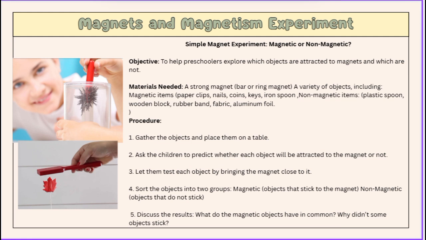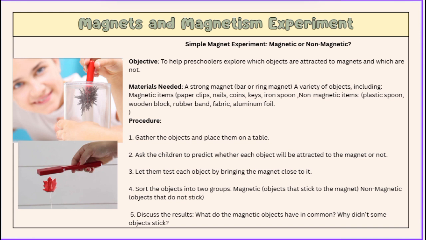Magnets and magnetic experiment. To help preschoolers explore which objects are attracted to magnets and which are not. Materials needed: a strong magnet, bar or ring magnet, a variety of objects including magnetic items such as paper clips, nails, coins, cast iron spoon, and the non-magnetic items are plastic spoon, wooden block, rubber band, fabric, or aluminum foil.